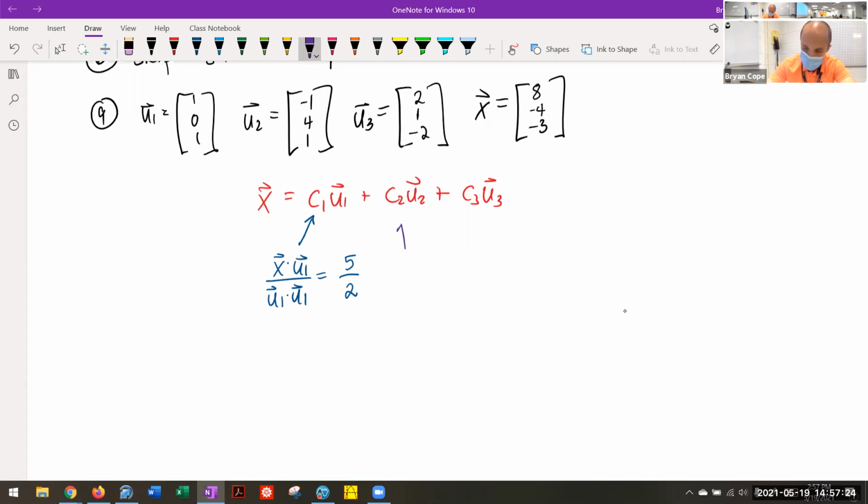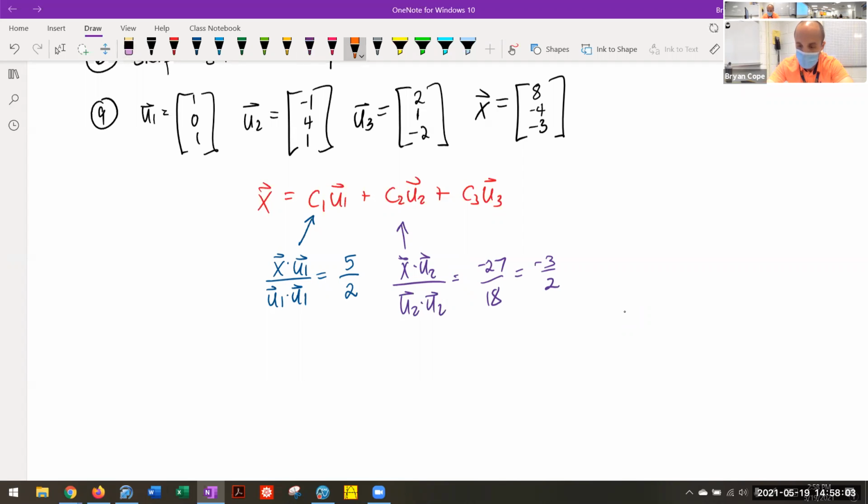New color, purple. This one's going to be x dot U2 over U2 dot U2. If it's the scalar, we don't need to multiply by U2 there. Okay, so x dot U2: -8 plus -16 is -24 plus -6. I got -27. And then U2 dot U2 is 1 plus 16 plus 1, so over 18. Divide top and bottom by 9, we get -3/2.